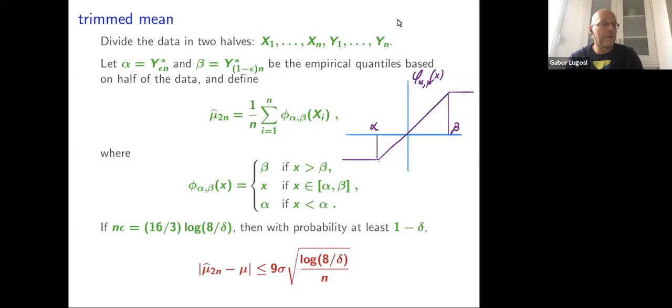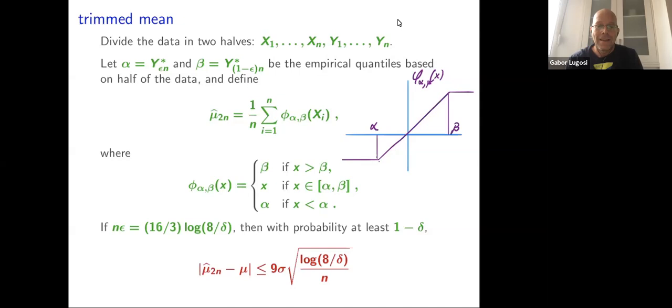estimate the empirical quantiles. So this epsilon, remember from the previous slide, epsilon n is log 1/delta, okay? It's n times epsilon is log 1/delta, okay? So these y stars are just the order statistics, okay? So alpha is the epsilon nth smallest point among these y1 to yn, and beta is the epsilon nth largest point, okay? So these are the empirical quantiles, okay?